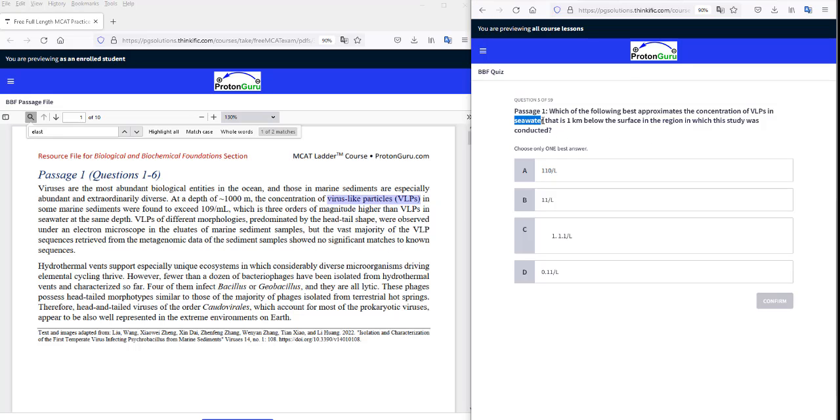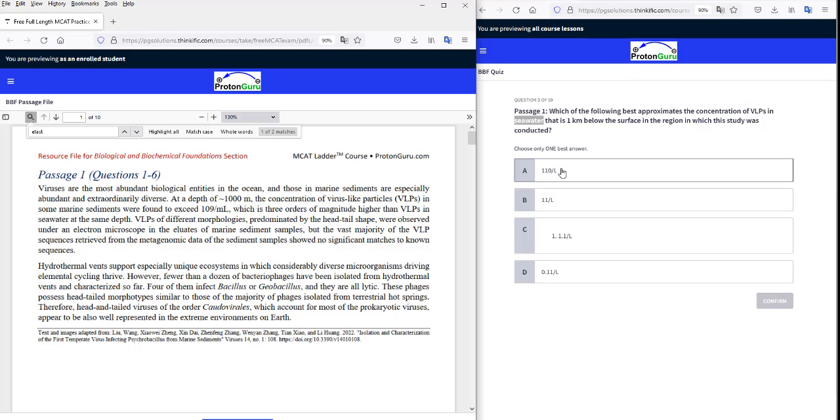I can highlight over here as well. And at a depth of 1 kilometer, the information they give us about a depth is right here. So at a depth of 1,000 meters, which is 1 kilometer, the concentration of VLPs in marine sediments was 10^9 divided by milliliter. So 10^9 of the particles per milliliter. Now this is in marine sediment. You've got to be cautious and thorough when looking at the information. Say, well, we're looking for the concentration in seawater. And they say that this concentration is 3 orders of magnitude higher than the VLPs in seawater at the same depth.